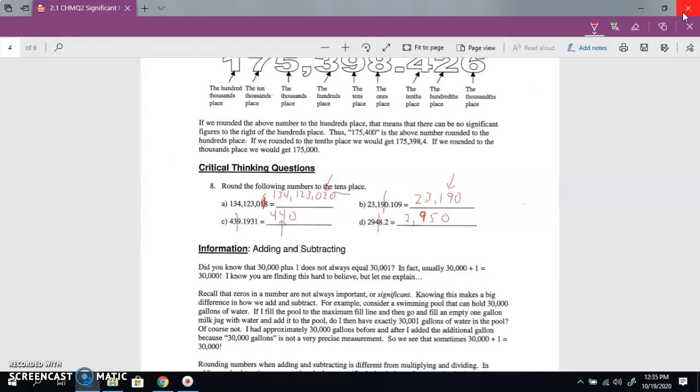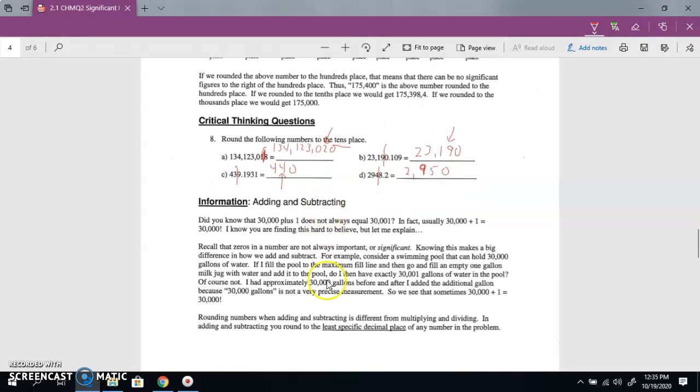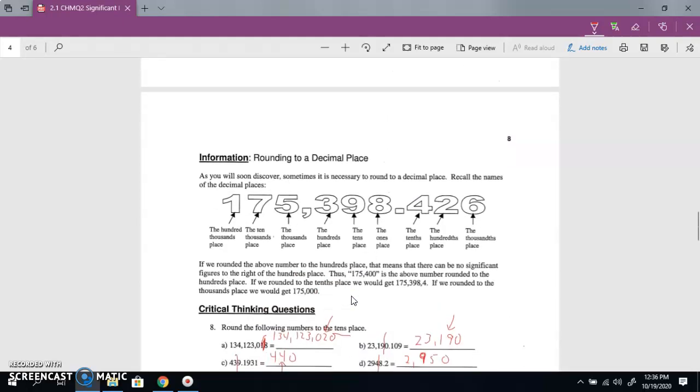That's going to come into play down here when we learn how to round in addition and subtraction problems. The concept that you're going to read about here is that when you round in addition and subtraction problems, you cannot gain precision in that mathematical process. For that reason, we always have to round in addition and subtraction problems to the least precise last significant figure. Okay, what does that mean? Least precise last significant figure.